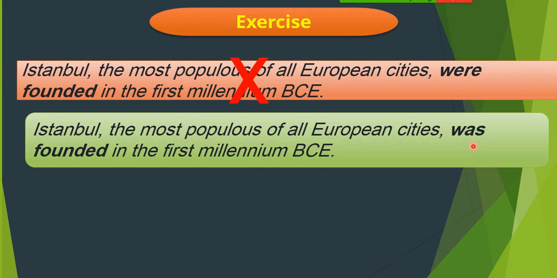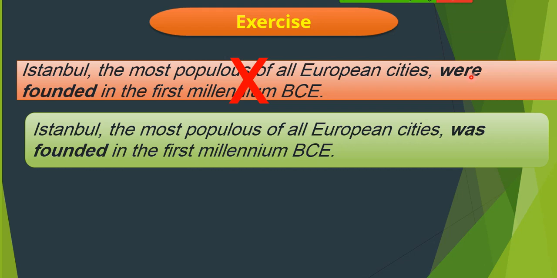So don't let it trick you. Yes, this is wrong. So the correction will be: was founded. Yes, excellent. Was founded in the first millennium BCE. Abdurrahman, did you understand now what we are speaking about? Yes, we are speaking about subject-verb agreement. It means that the subject and the verb should agree in number. If the subject is plural, the verb should be in the plural form. If the subject is singular, the verb should be in the singular form.